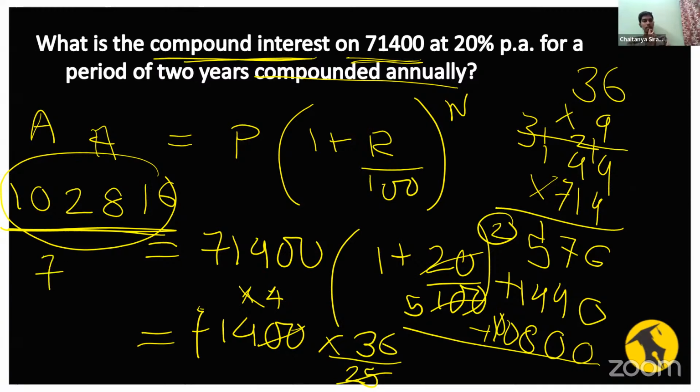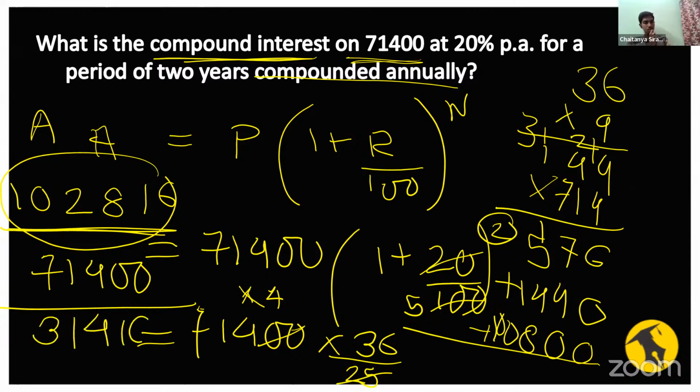So my principal was 71400. So what's the interest? It is 31416. All right. I may have made some calculation error, but that is not what I'm trying to teach you here. I hope you are better at calculation than me. The keynote is how to solve these questions.